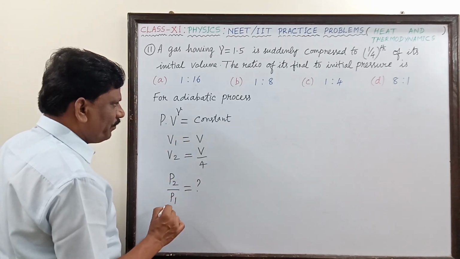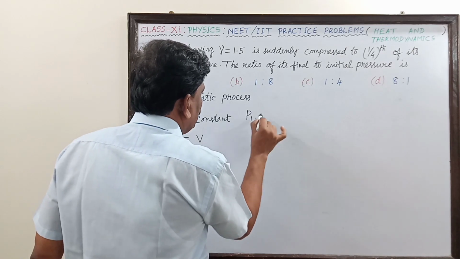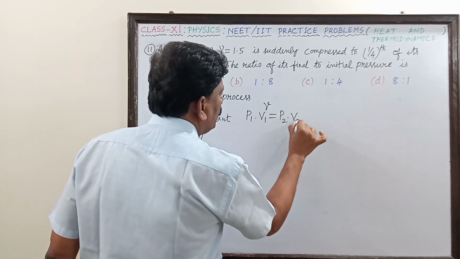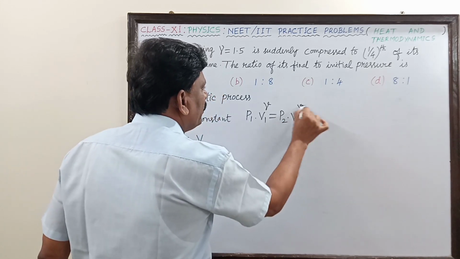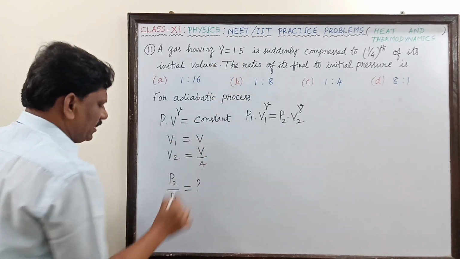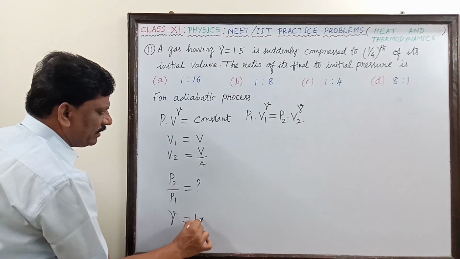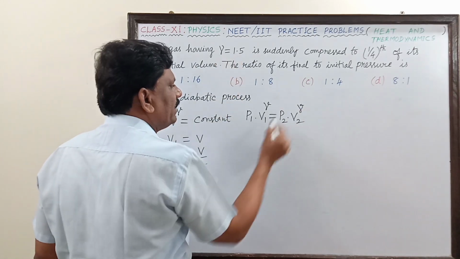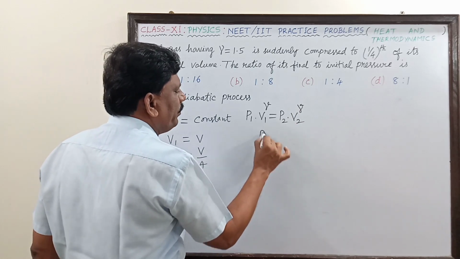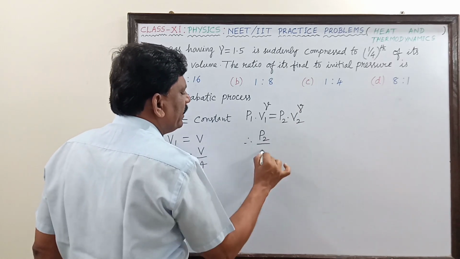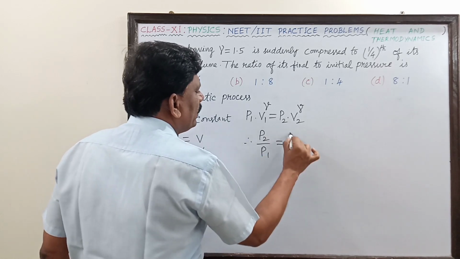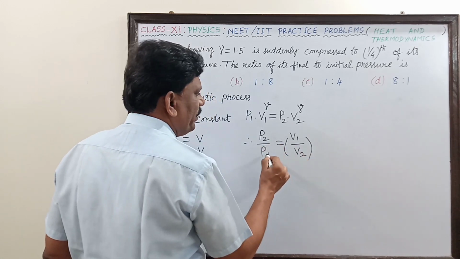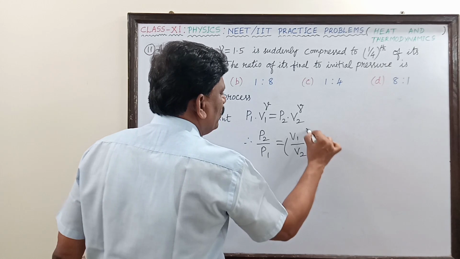So I will write P1 into V1 power gamma is equal to P2 into V2 power gamma. And the gamma value also is given. So we can note down gamma is equal to 1.5. Here we need the ratio P2 by P1. Therefore P2 divided by P1 is equal to V1 divided by V2 whole power gamma.